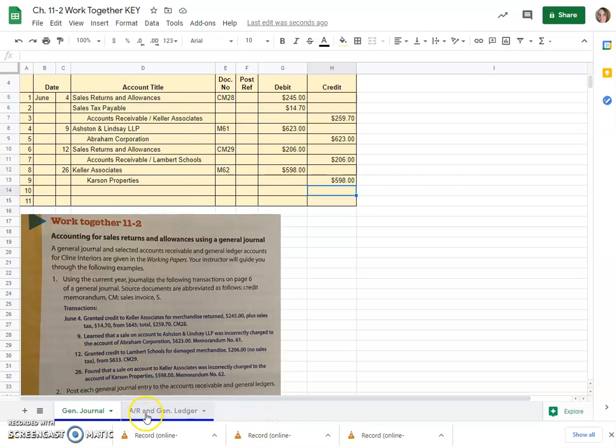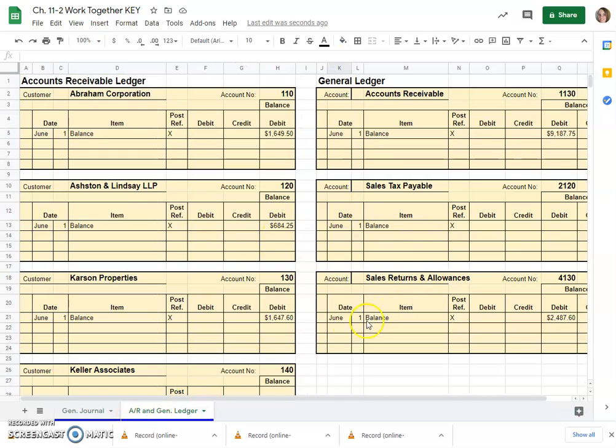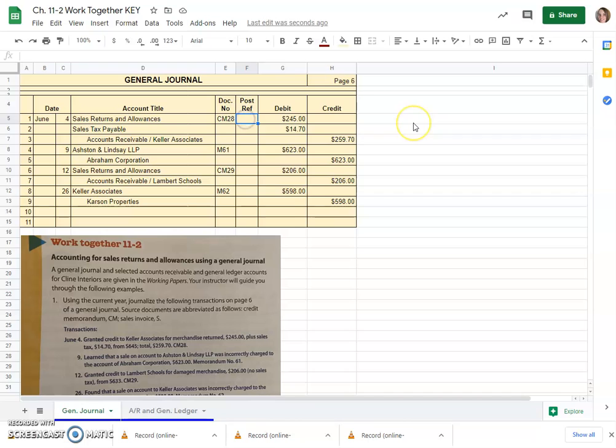All right, so the first one, June 4th, sales returns and allowances. And this was on page 6, $245. So we'll go back here to sales returns and allowances. And this was on the 4th, General Journal page 6, and it was for a $245 debit. So our new debit balance is the previous balance plus this debit. And this is account 4130. So we go back here in our posting reference and write that account number in now that it's posted.